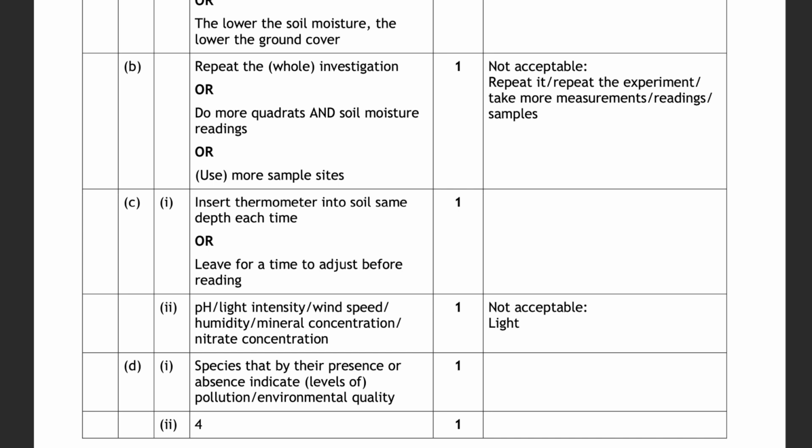Now, they weren't accepting light. You would have to say light intensity. Because light on its own is not okay, because you could mean things like colour temperature, which I know you guys maybe don't think about, but you got to be aware of that. So you have to say light intensity. Light on its own is not okay.